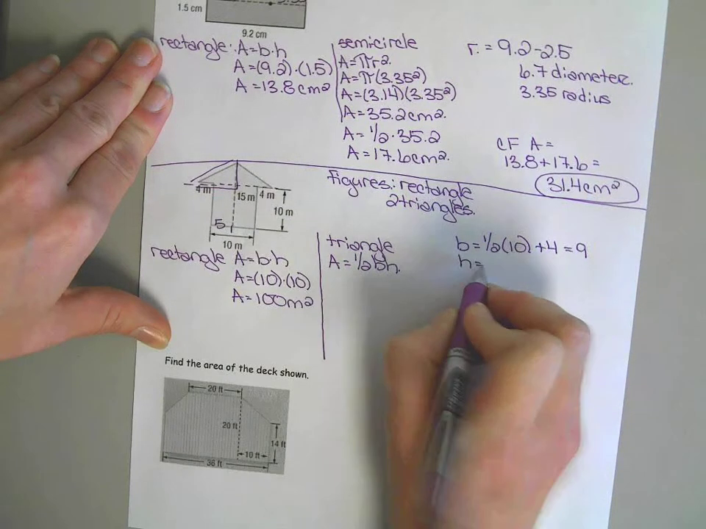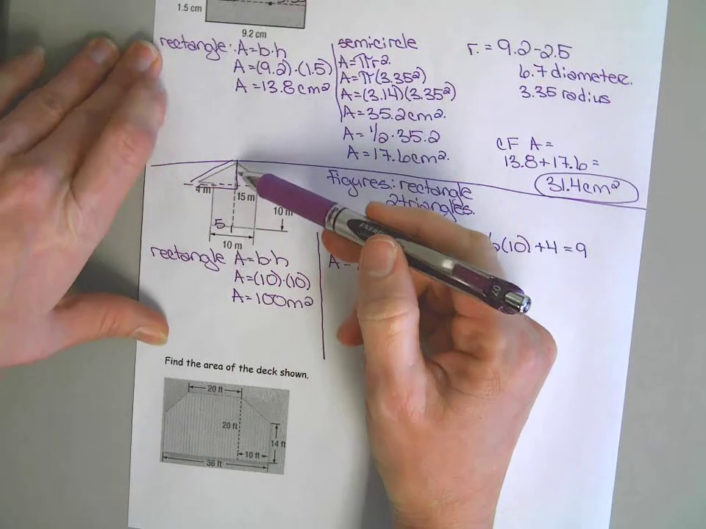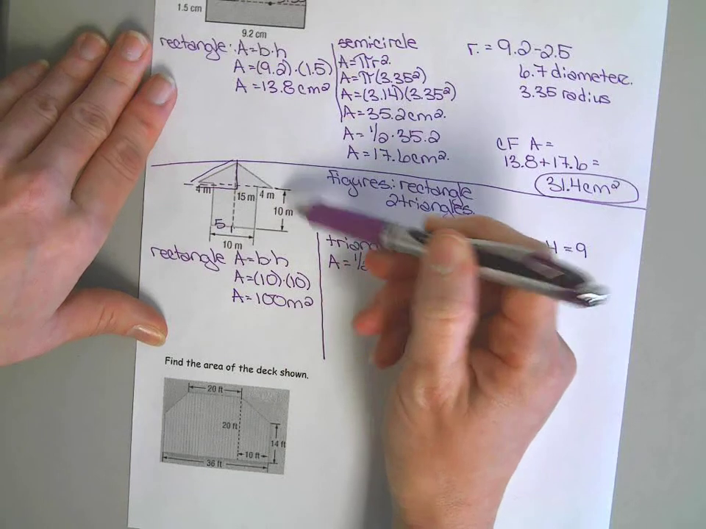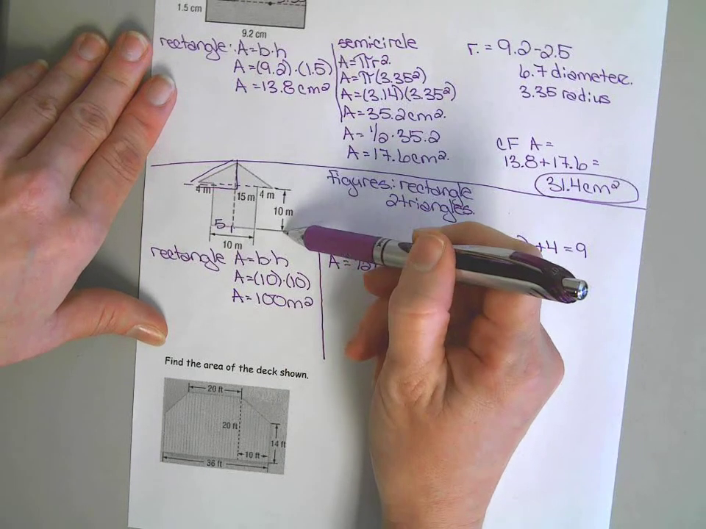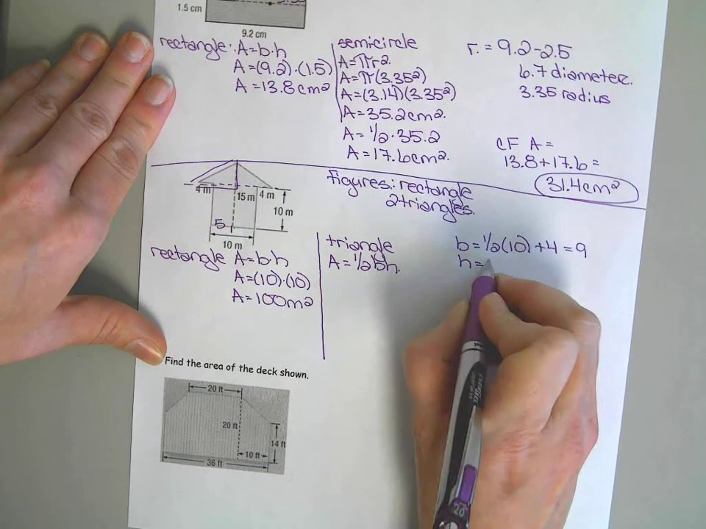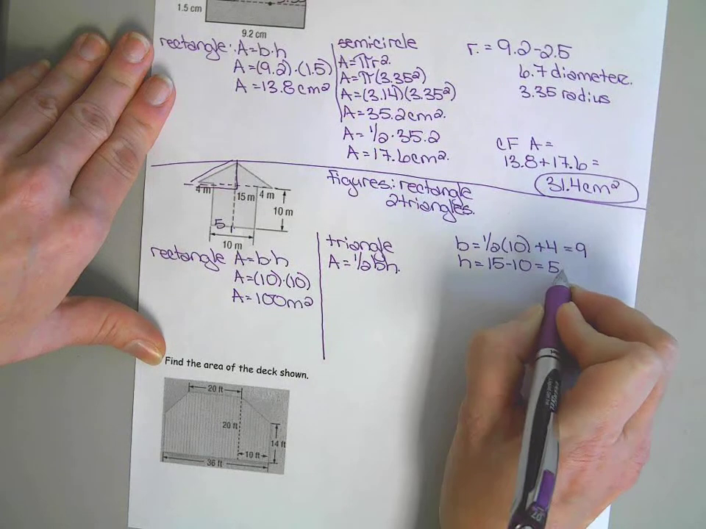What would be the height of the triangle? We're provided 2 heights in this figure. We're provided 15 meters from the rooftop to the ground and 10 meters from the bottom of the roof to the ground. So we need to subtract to just find the roof. So we would do 15 minus 10 to be 5 meters.